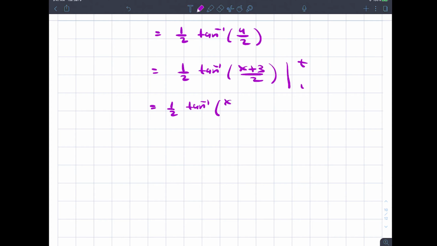inverse tangent t plus 3 over 2 minus 1/2 inverse tangent. Now 3 plus 1 is 4. That's going to be a 2. Here's your I of t.